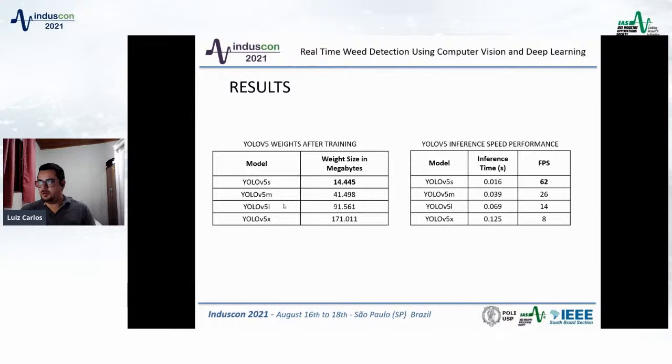As I mentioned before, local inference was performed on my computer, so I achieved around 62 FPS for the YOLO V5S, and the YOLO V5M, which has the best accuracy, was around 26 FPS. So it's pretty close to 30 FPS, which is considered real time, and yet with strong results.